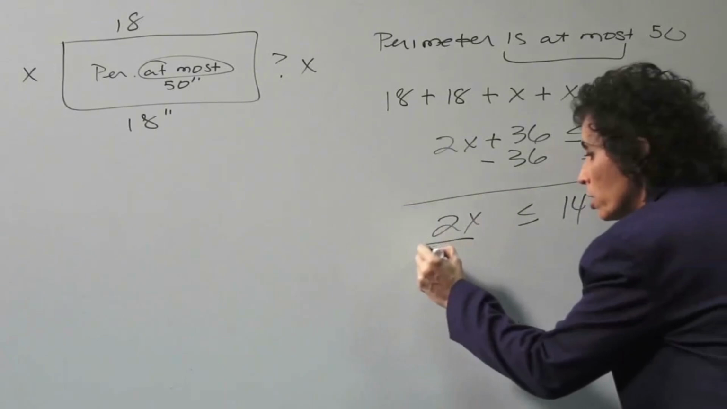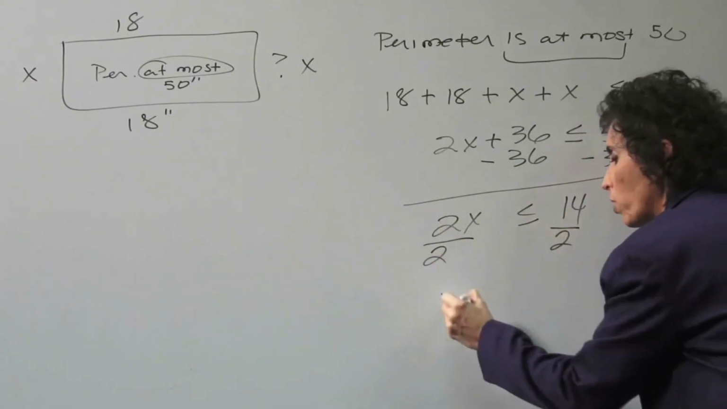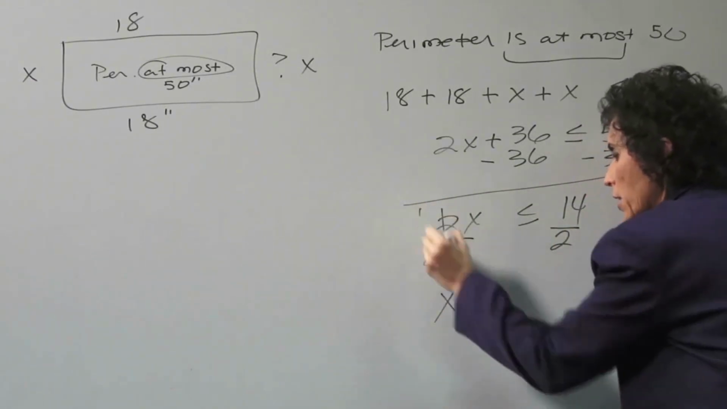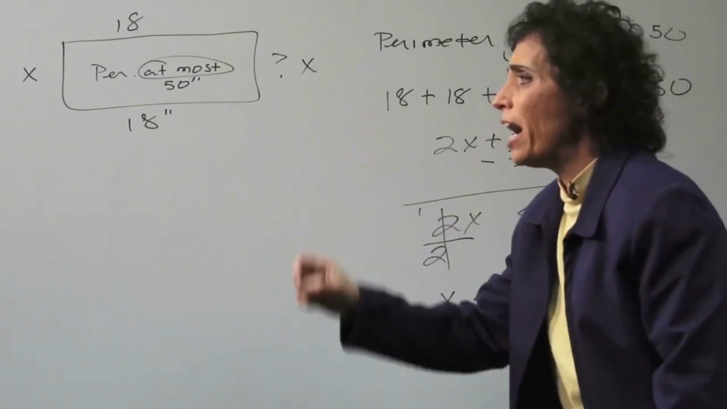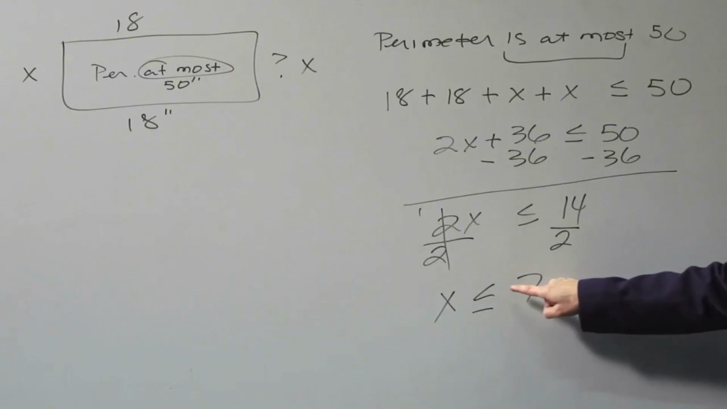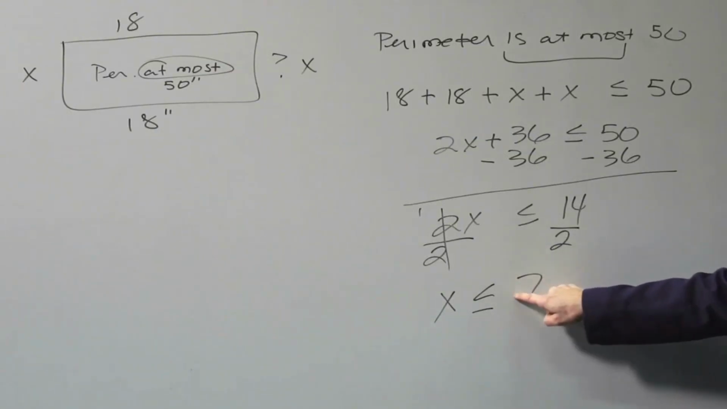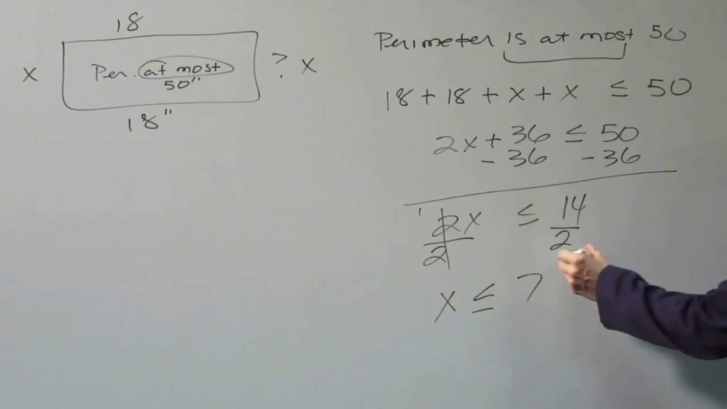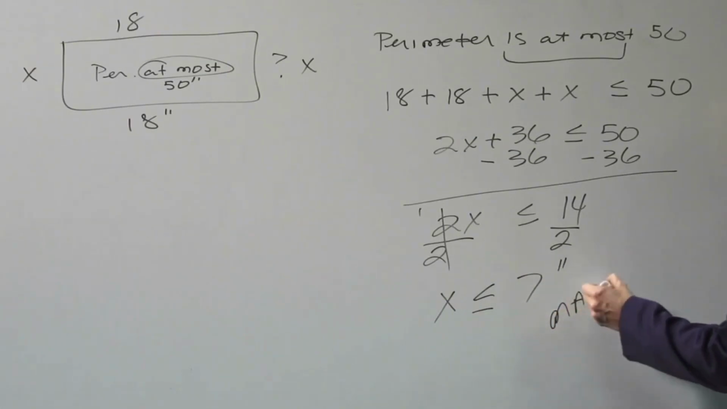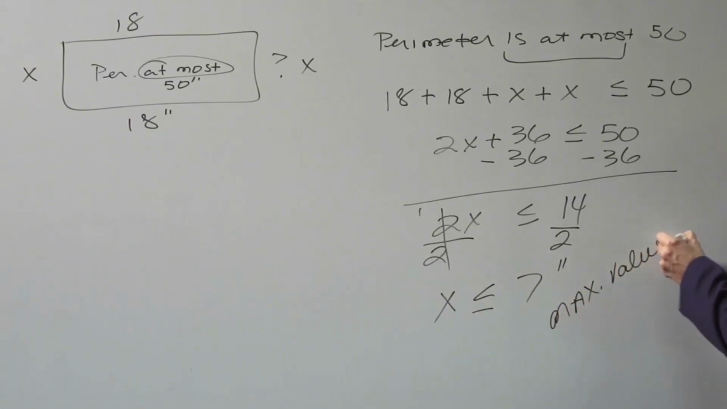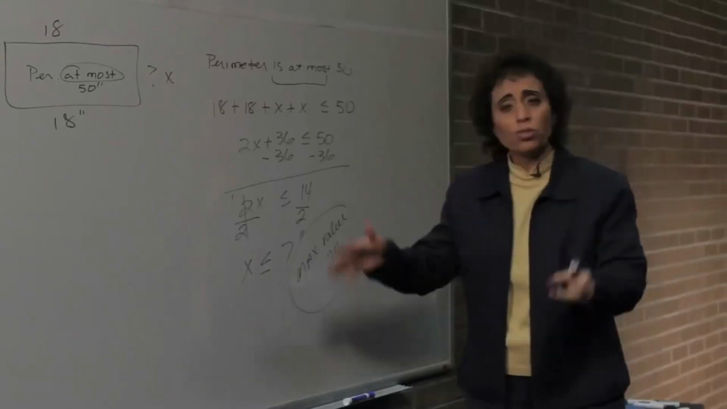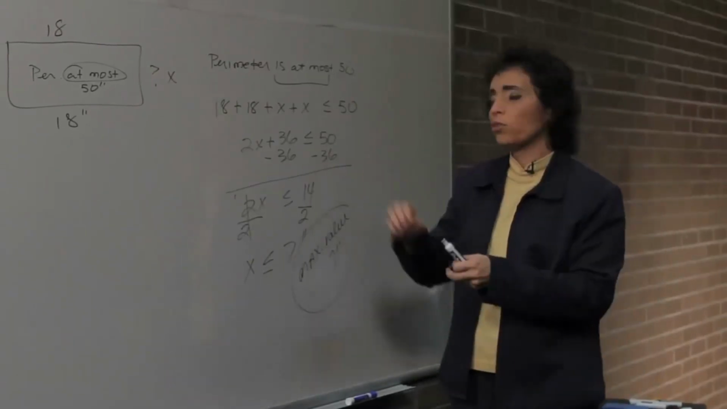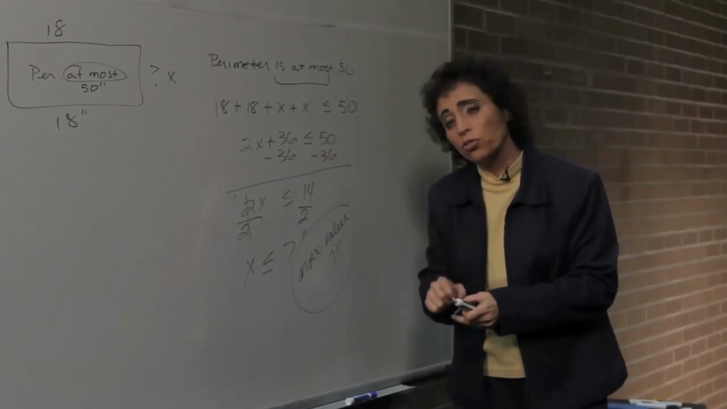Divide by 2. We divide by a positive, so don't worry about the symbol. x is less than or equal to 7. The question says, what is the maximum value for the width? It's got to be less than or equal to 7, so the maximum value is 7 inches. So just look for the keywords. Keywords will make this easy: is at most, is at least, not more than. All those mean those inequality symbols.